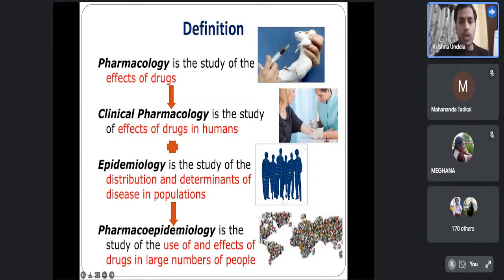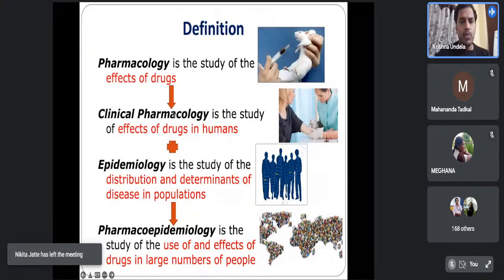And if you combine these two branches, clinical pharmacology and epidemiology, you get the definition of pharmacoepidemiology. Pharmacoepidemiology is the study of the use and effects of medications in a large number of people. That's the definition of pharmacoepidemiology. It is a combination of two important definitions, clinical pharmacology and epidemiology.